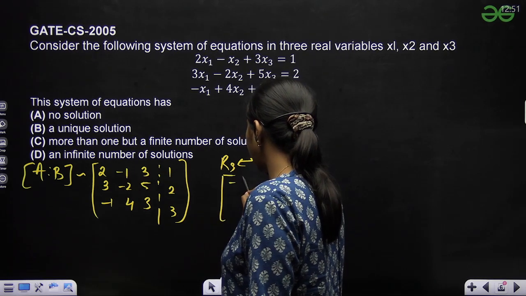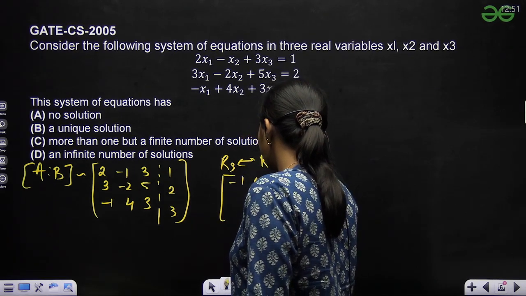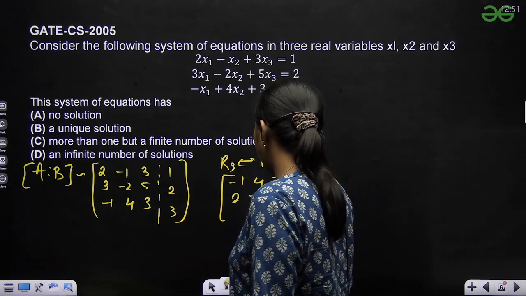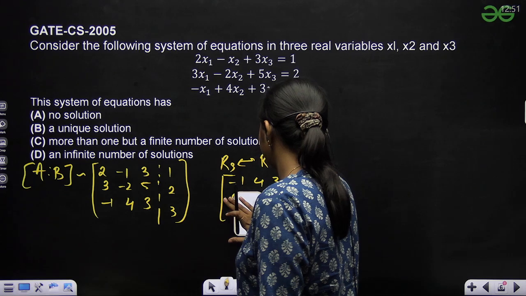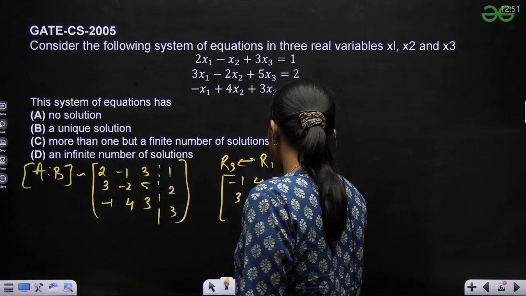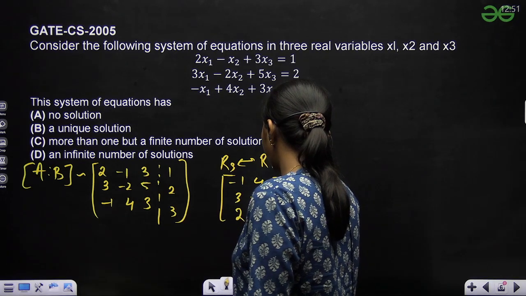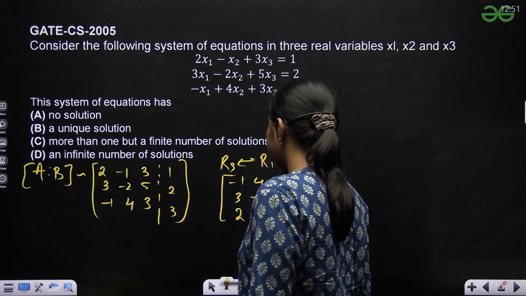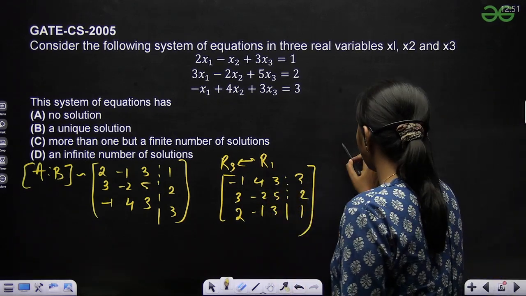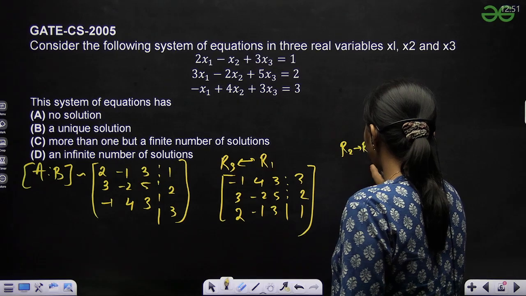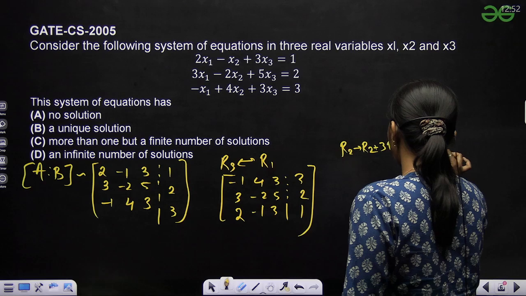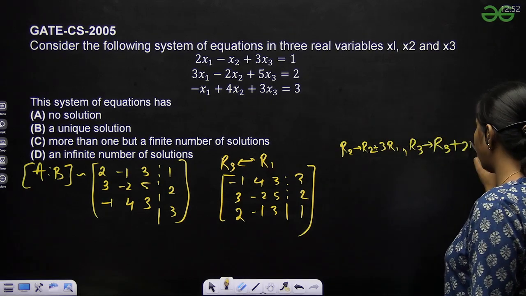I got the matrix -1, 4, 3, 3, 2, -1, 3, 1, no, sorry, 3, -2, 5, and this would be 2, and 2, -1, 3, that would be 1. Right, this is just an elementary transformation. Now you would make this 3 and 2 zero. So R2 tends to R2 plus 3 R1, and R3 tends to R3 plus 2 R1.